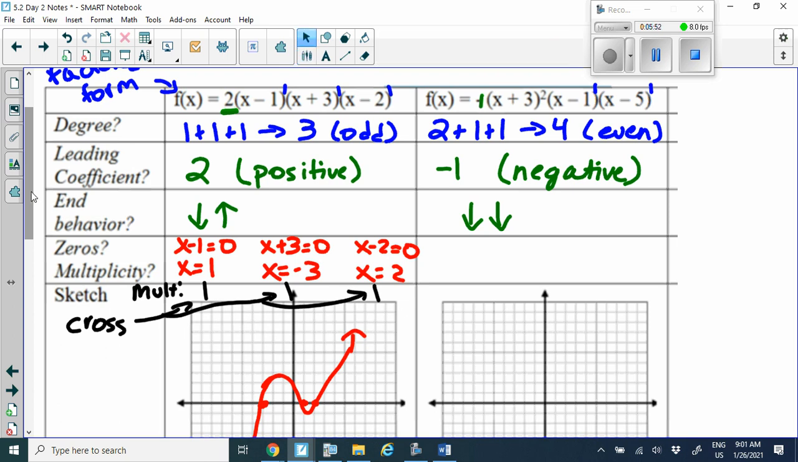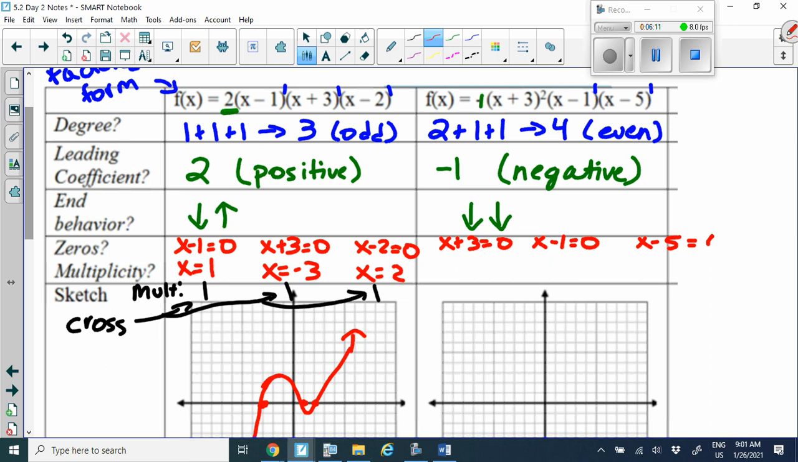Okay, now let's figure out, we're going to do our x-intercepts. So I do x plus 3, then I have x minus 1. And make sure you set them equal to 0 to solve. And x minus 5. Okay, so I get x equals negative 3, x equals 1, and x equals 5.